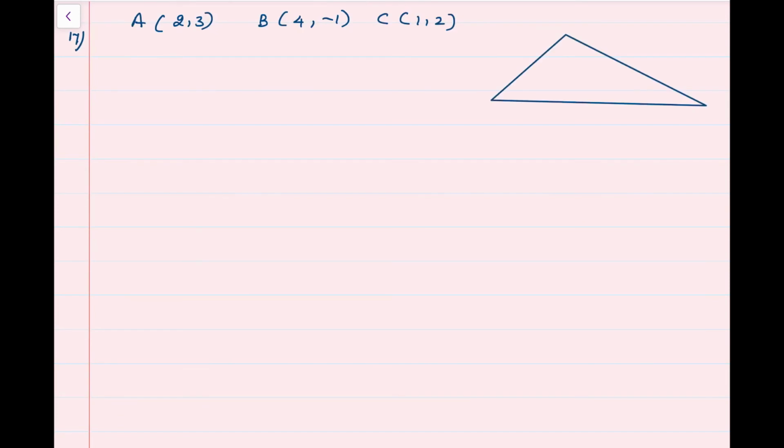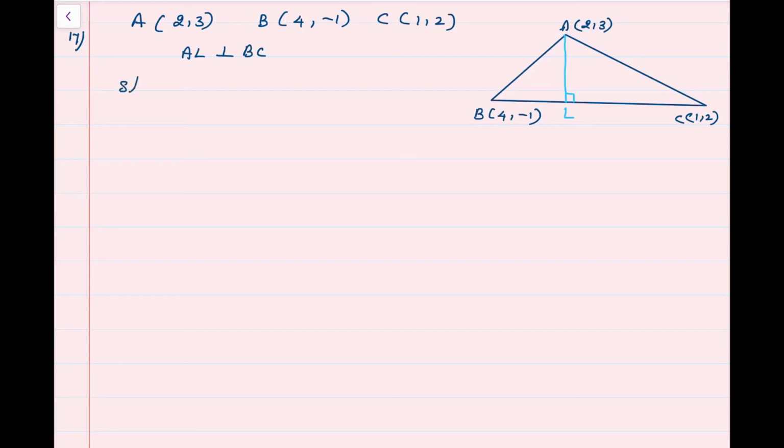Question 17. In the triangle ABC with vertices A 2, 3, B 4, -1 and C 1, 2, find the equation and length of altitude from vertex A. A is 2, 3, B is 4, -1 and C is 1, 2. Let us draw an altitude AL to BC. AL is perpendicular to BC.